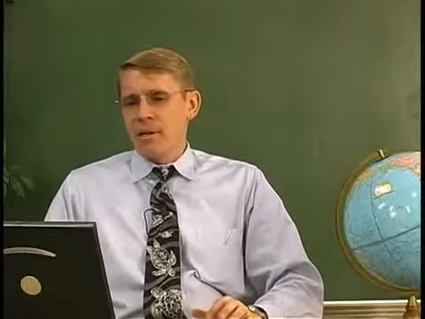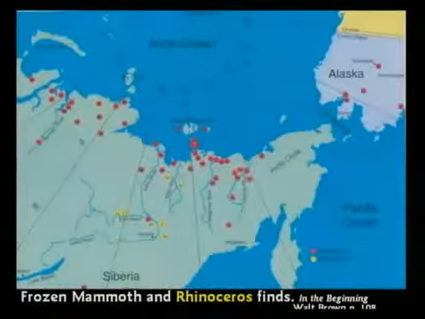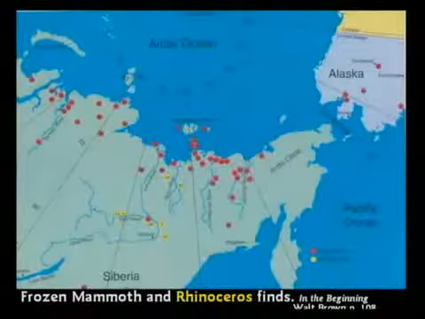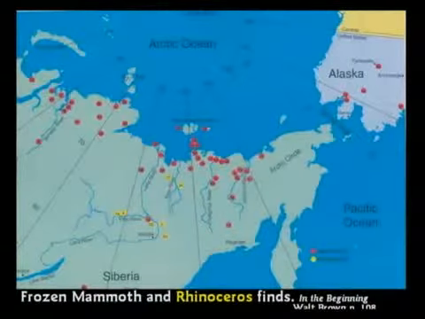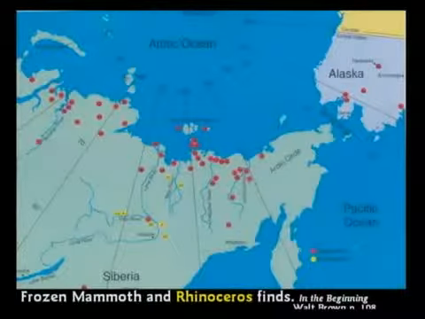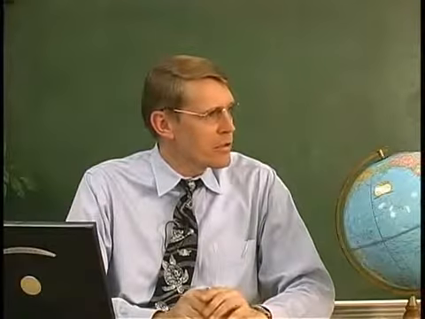These red dots on the map indicate where frozen mammoths have been found. The yellow dots indicate where frozen rhinoceros have been found. Frozen woolly rhinoceros. Now, if you look right at the number 140 degree mark there, it goes right through the islands called the New Siberian Islands. On the New Siberian Islands, there have been reports that there are so many animals frozen up there you can hardly touch the ground when you walk. You're always walking on frozen animals or frozen bones.